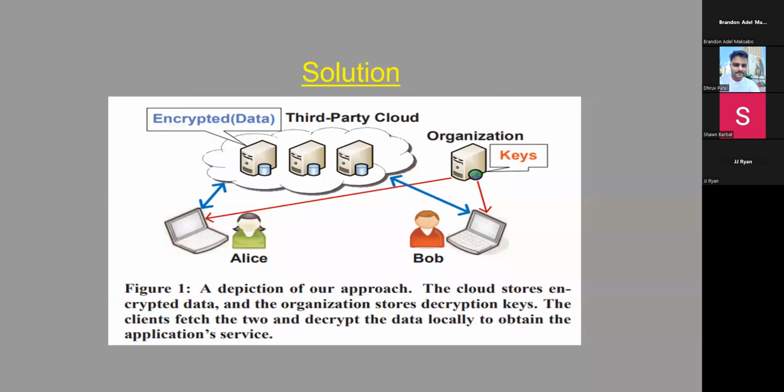A solution to this. First, we're just going to look at it agnostically, without going into Silverline just yet. This is what's proposed as a solution to the two previous slides. Here you can see Alice and Bob. First off, you can see the arrows where they're getting their keys from the organization or central point. Then they encrypt the data first and then send it to the cloud.